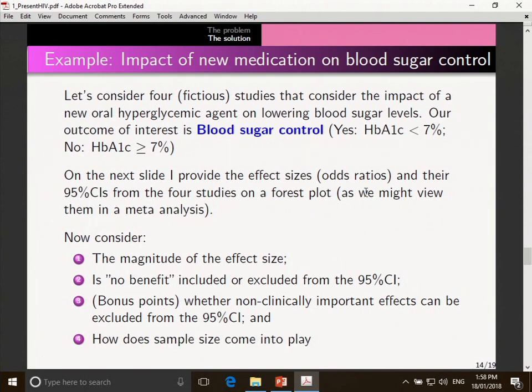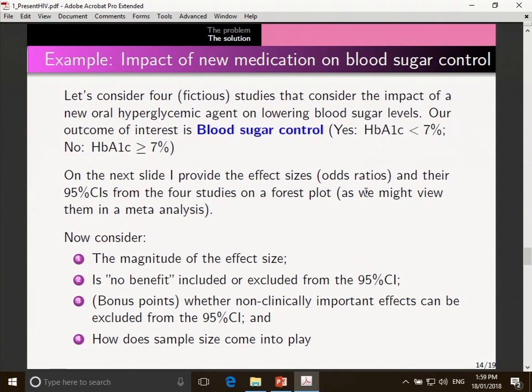Our outcome of interest is blood sugar control, so whether a patient can keep their HbA1c below 7% or not. On the next slide, I'm going to give you these results in a forest plot type format: the effect size and its confidence intervals for these four studies. I want you to consider the magnitude of the effect size. What is our estimate of the odds ratio? Is no benefit included in that 95% confidence interval? And here are some bonus points as well.